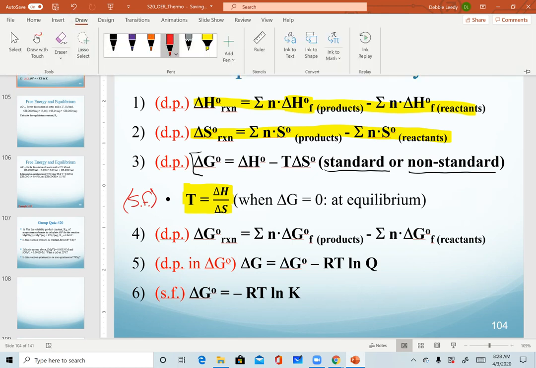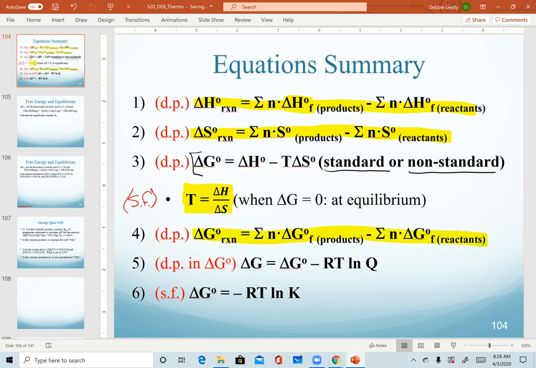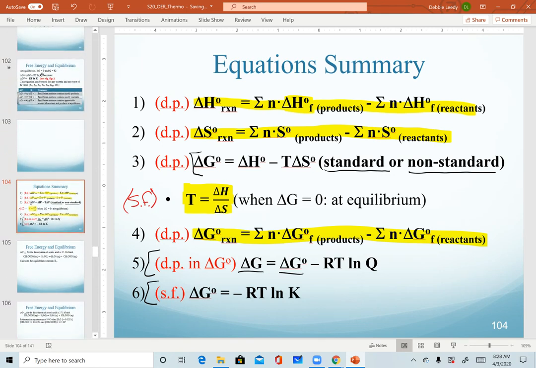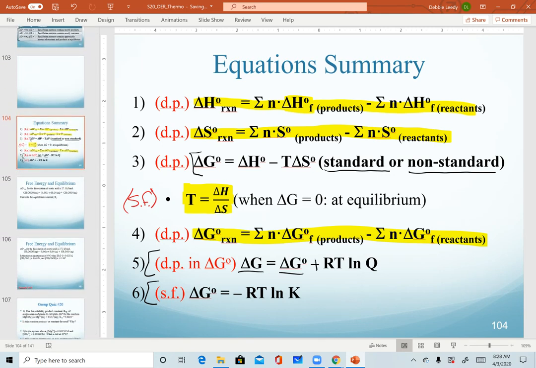Equation number 4 was again the same setup as equations 1 and 2, setting up products minus reactants using free energy of formation values, again using decimal places to report final answers. And then the last two equations, numbers 5 and 6, that we just introduced in the previous video, relating non-standard delta G to our standard delta G value. And double checking this one, I believe I have another typo in here. I apologize for that. This should be plus RT ln of Q.